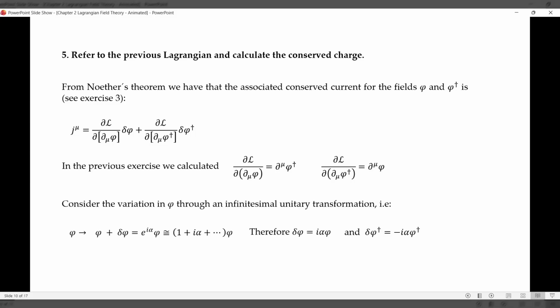Now we introduce an infinitesimal unitary transformation of the field, which is given by the exponential, just expanding by Taylor this expression here, and we stay at first order. So therefore delta phi is i alpha phi, and of course delta phi adjoint is minus i alpha phi adjoint. These variations represent a global phase rotation, the simplest example of a U1 symmetry, which will lead to a conserved charge associated with particle number.